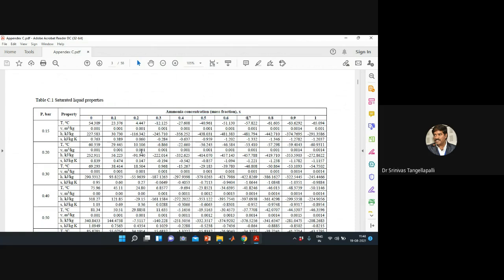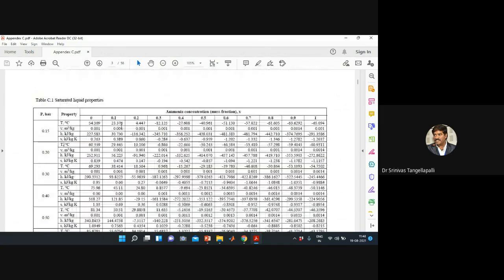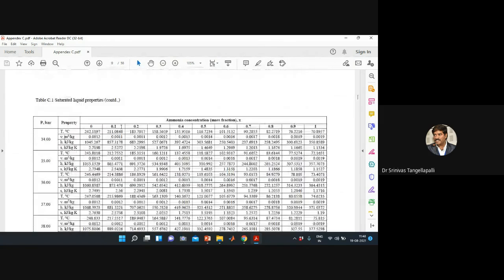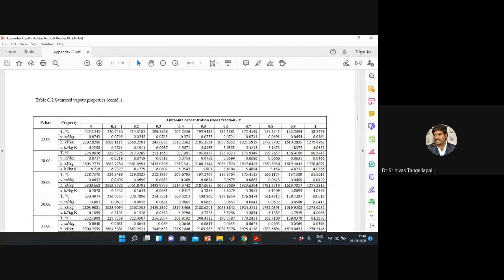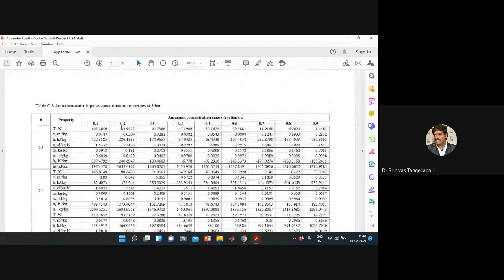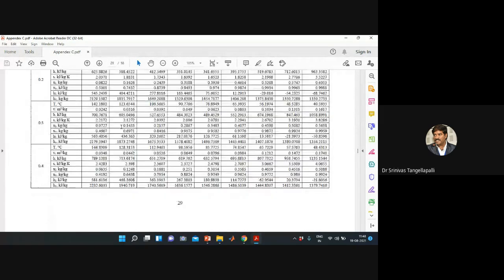Okay, fine. So as I told, these properties here in this annexure I gave in this book are grouped into saturated liquid properties. After saturated liquid properties, 1 minute, I will show. Saturated vapor properties. These are saturated vapor properties. The second category is the saturated vapor properties, and the third one is ammonia water liquid vapor mixture properties. So I can group into three: the liquid, vapor, and third is the liquid vapor mixture.